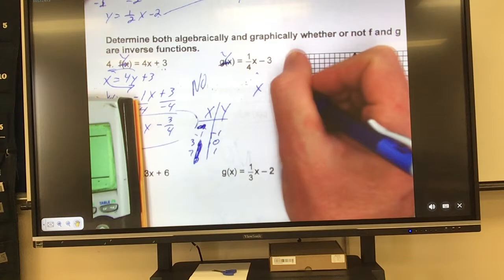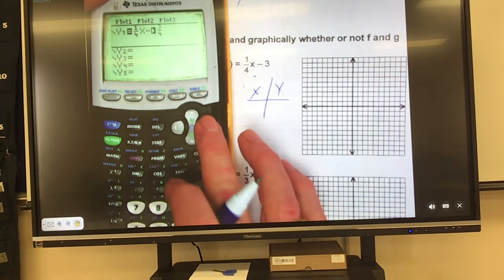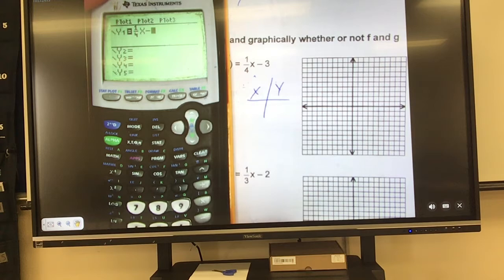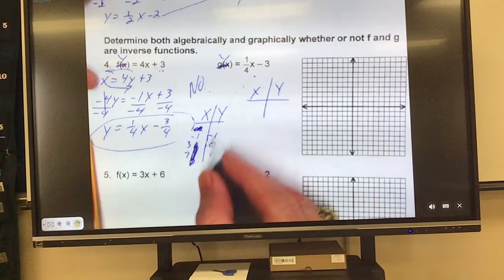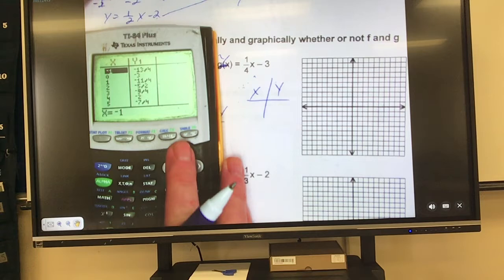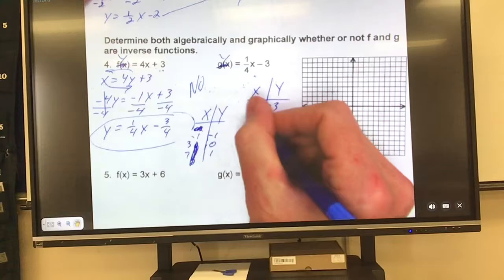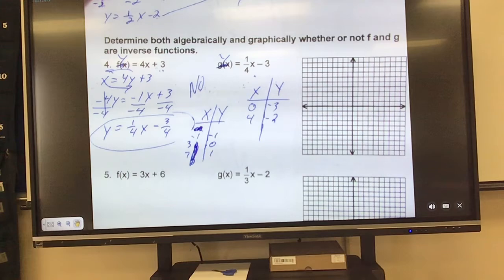So here we go. It's 1/4 x minus 3. Take a look at it. And if I was looking at these guys right here, negative 1 is not going to be negative 1. It's negative 13 over 4. Okay, so I just need to get some points that I can graph. We already know it's not inverses, so let's just get some points we can graph. Let's go 0, negative 3, 4, negative 2, and the next clean one would be 8, negative 1.